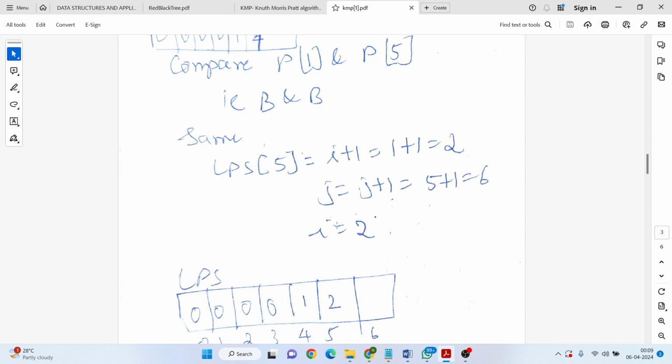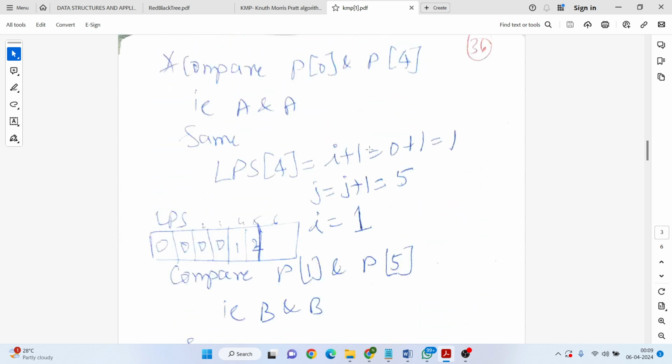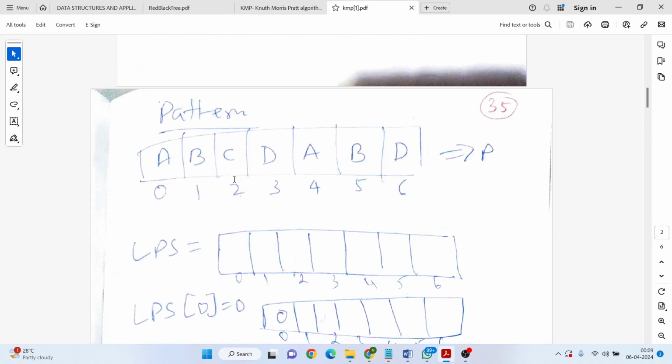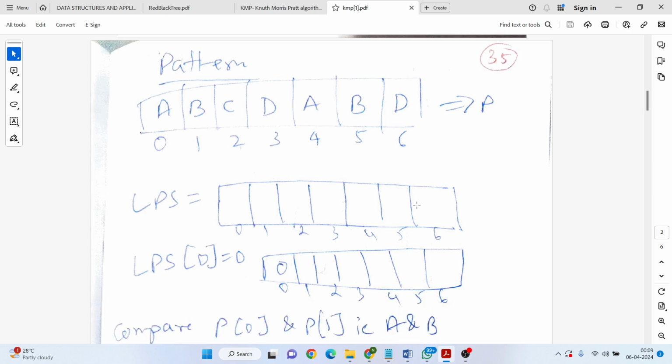The last one. Now j value is 6, i value is 2. Second and sixth character to compare. They are not same. Check the value of i.